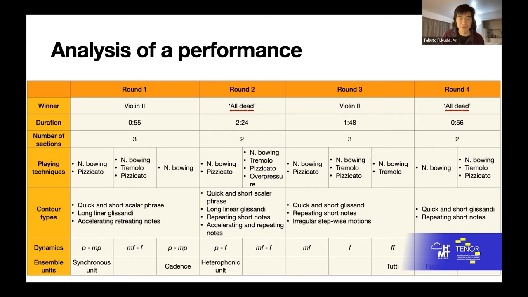Regarding the emergent musical structure, it became clear that the moving blobs often resulted in dividing a round into at least two sections, and sometimes three sections, before and after the blob arrived in the avatar's vicinity. During the former, the musicians performed some complex musical units in collaboration, such as a synchronous unit, which is this one.